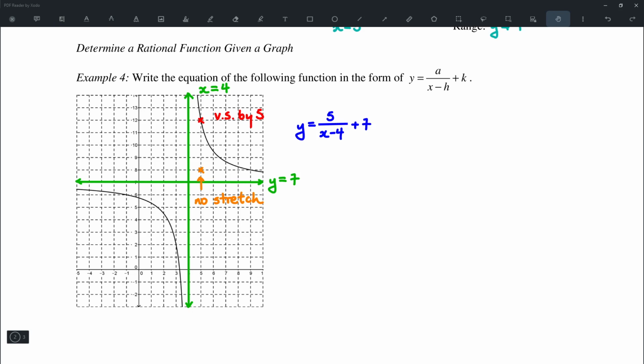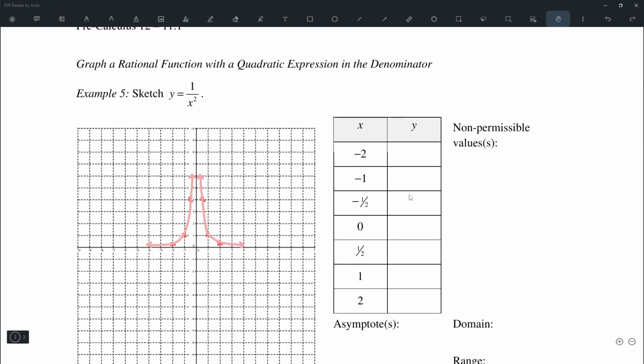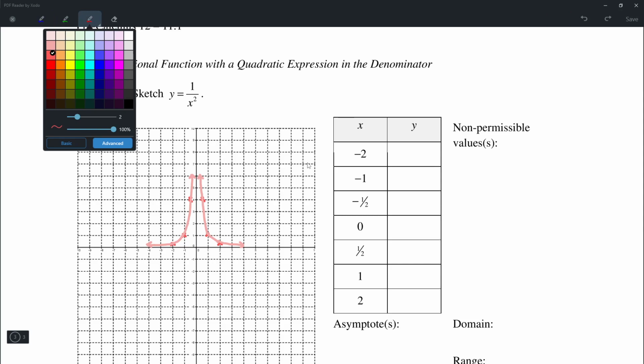So in the last two examples, we're going to look at rational functions with a quadratic expression in the denominator. First one is the simplest case, just y equals 1 over x squared. Of course, the graph is once again drawn beforehand. I'm just going to go ahead and complete the table of values to check that it was drawn correctly.